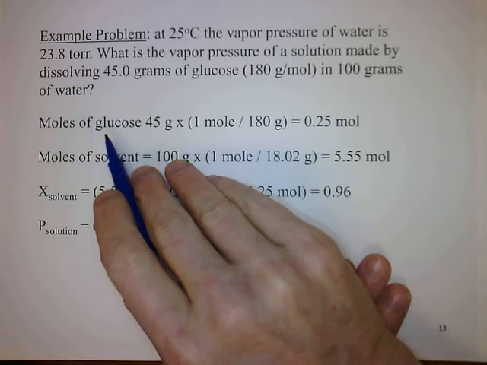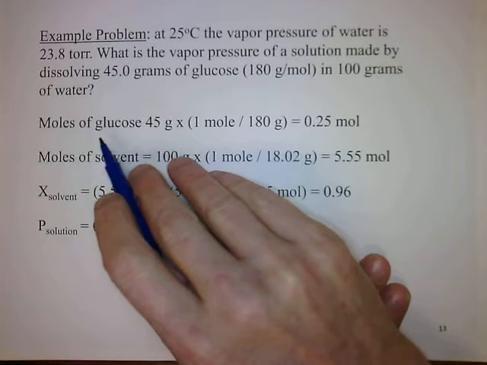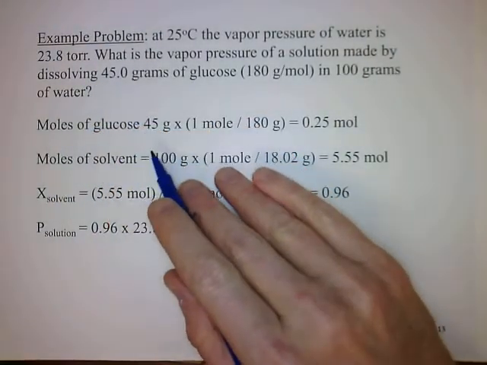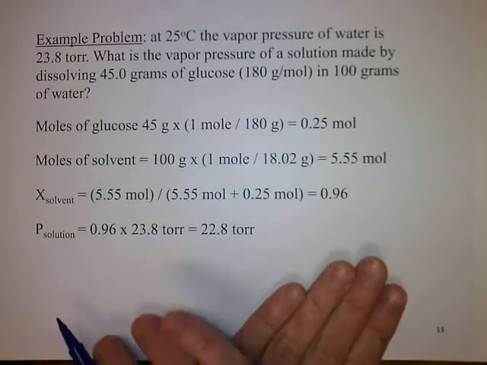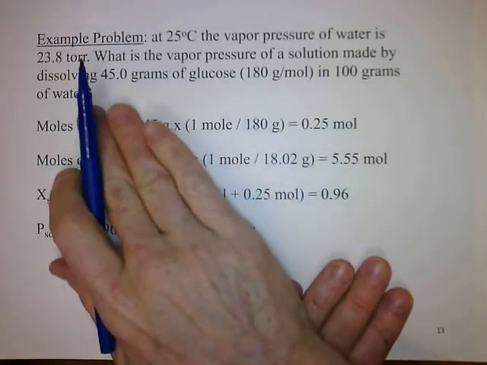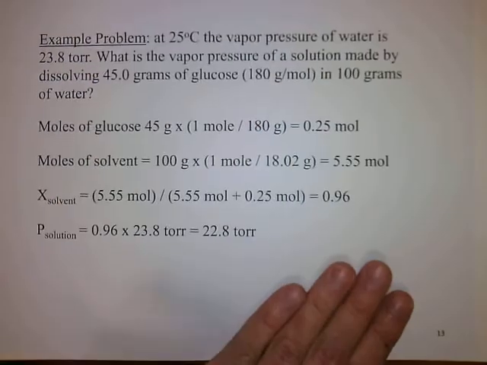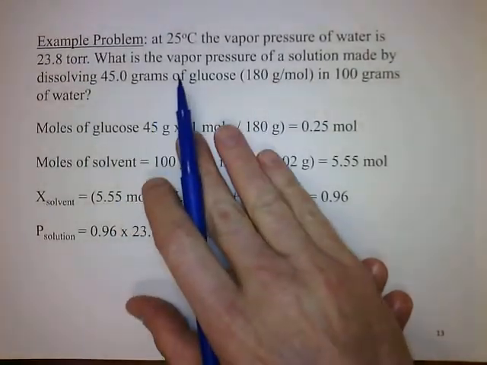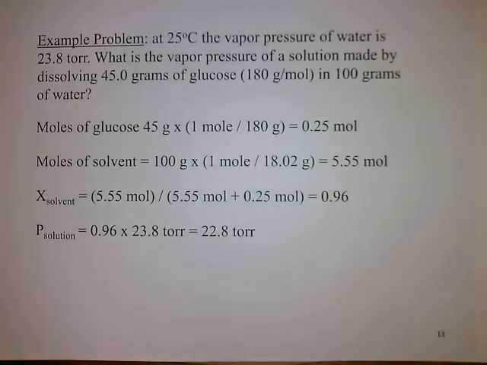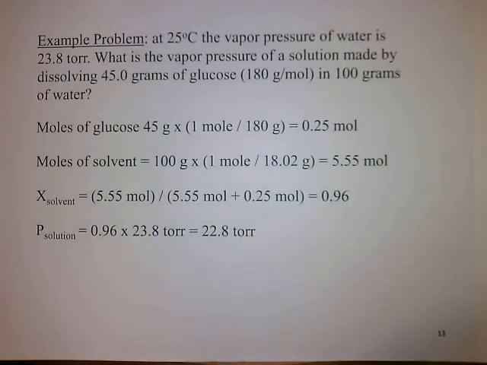And that's because, one more time, these colligative properties, all of them, depend upon the moles of the solute. It has nothing to do with the mass of the solute. It has to do with the moles of the solute. That's why we had to take the 45 grams, divide it by 180, and convert it into moles. If we were dealing with a lighter substance, then that 45 grams would be a greater number of moles, and the mole fraction of the solvent would come down, and the vapor pressure would come down a little bit more.